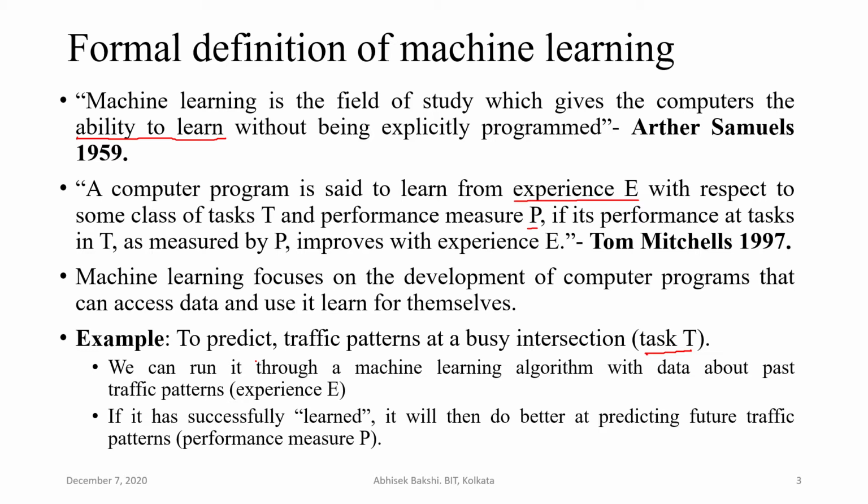So those form an experience, and those experiences are actually learned by the machine learning algorithm. How it is learned, one by one we will come to that. Now, one more thing: it's given that if it has successfully learned, it will then do better at predicting future traffic patterns. That is what we have considered as a performance measure P. So a very important thing present over here is the future, that is future traffic pattern. So prediction is a very important task.